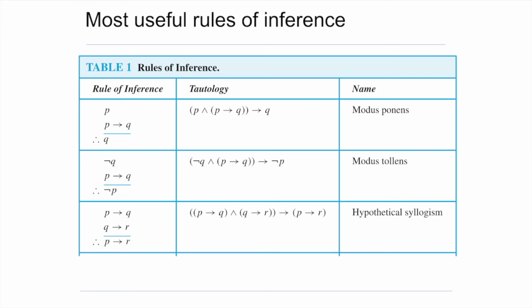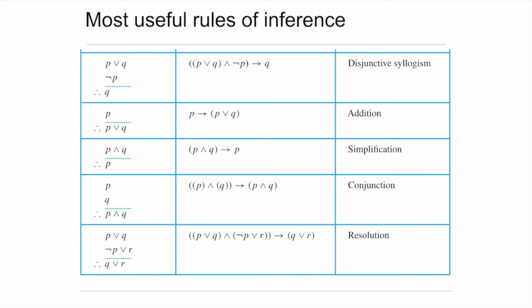So these are the most useful rules of inference: Modus Ponens, Modus Tollens, Hypothetical Syllogism. When you have these premises, you can always state this conclusion. If you have these premises, you can state this conclusion. You just have to justify them by using the name of the specific rule of inference you are using. Other rules of inference: disjunctive syllogism, addition, simplification, conjunction, and resolution. You can use any of them without proving them. You just need to mention the name of the rule you are using.